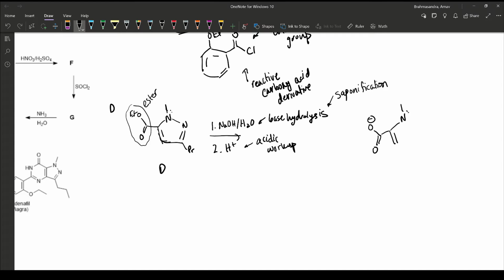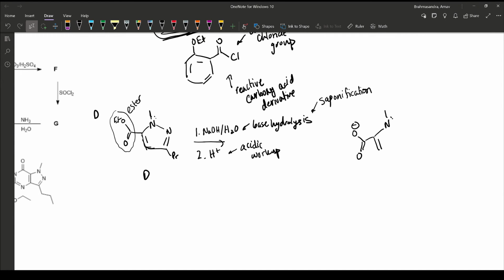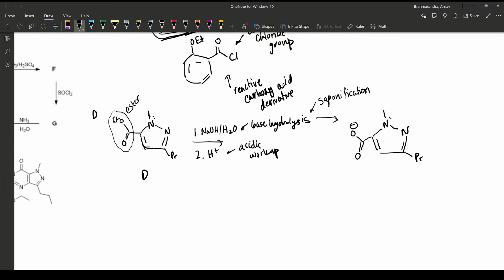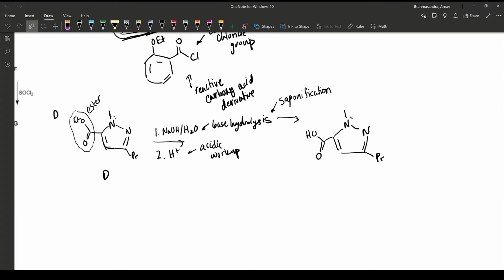You should be familiar with this reaction. It's like the reverse of Fischer esterification, but instead of an acid catalyst, we have a base catalyst. If you're not familiar, you should look up saponification. But this is what we're going to get when we do base hydrolysis: this carboxylate group instead of our ester group. Then we have acidic workup. So again, what is acidic workup? We're just protonating everything that we've deprotonated. So we're going to protonate this carboxylate group and reform the carboxylic acid.